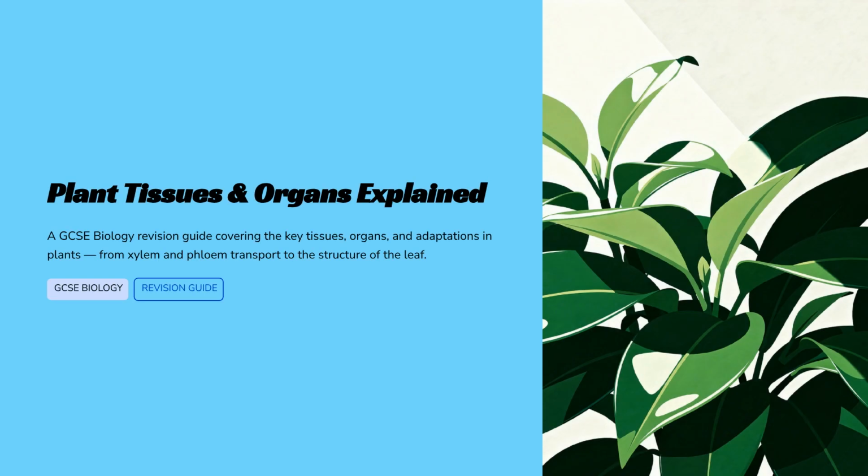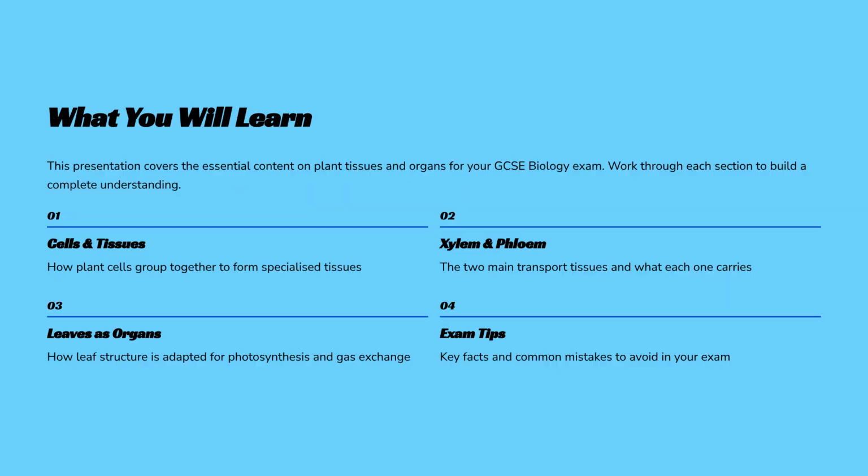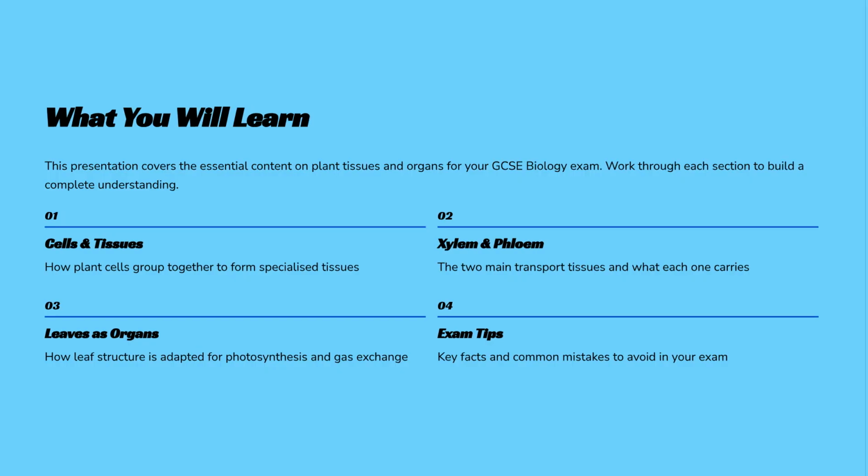Welcome to this GCSE Biology revision guide on plant tissues and organs. We will cover key tissues, organs, and adaptations in plants, including transport via xylem and phloem, and the structure of the leaf. This video covers 4 main sections: cells and tissues, xylem and phloem, leaves as organs, and exam tips. Work through each part to build a complete understanding for your GCSE Biology exam.